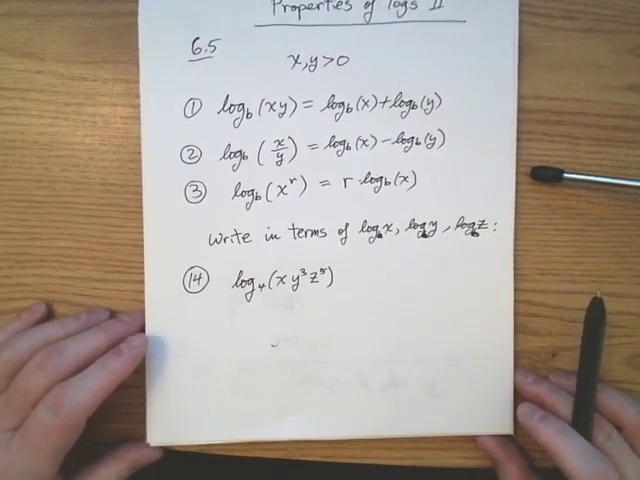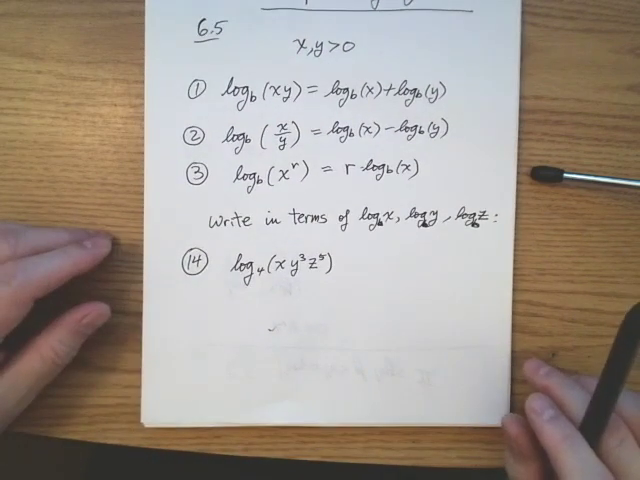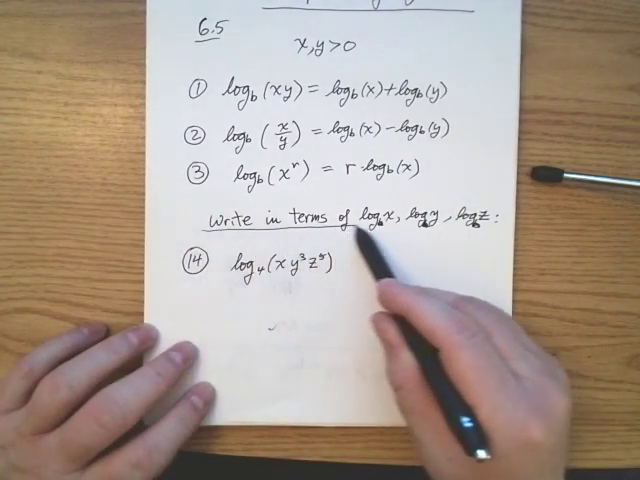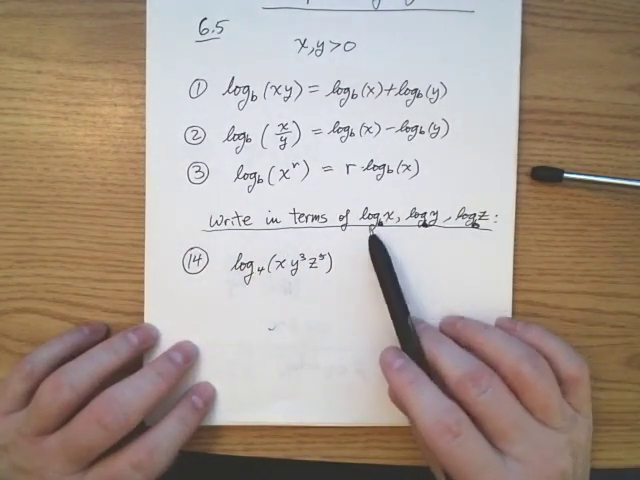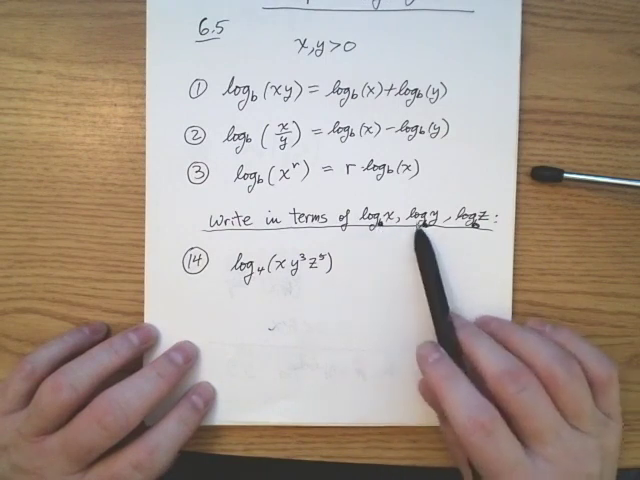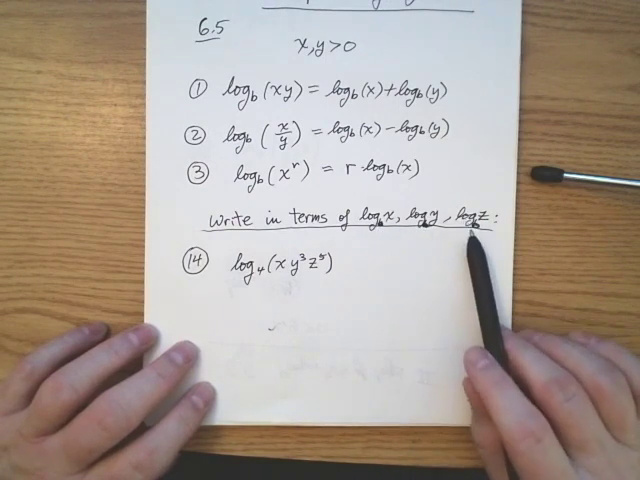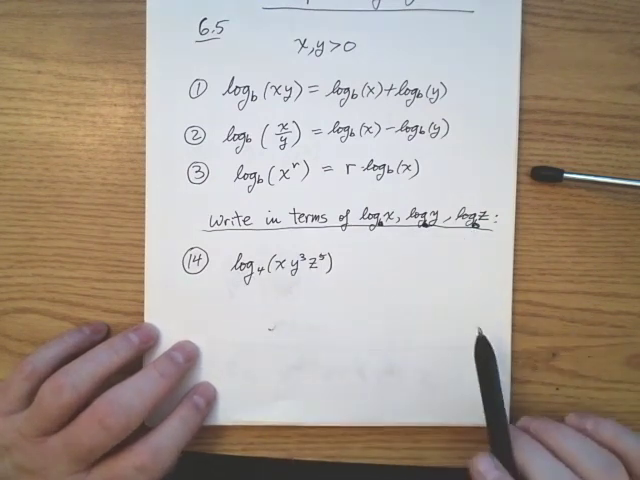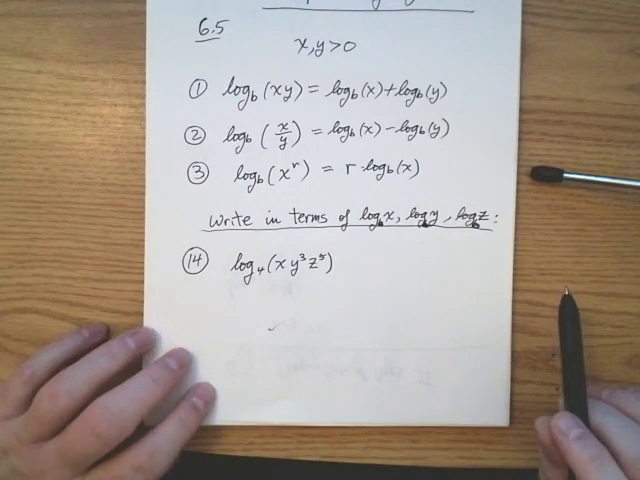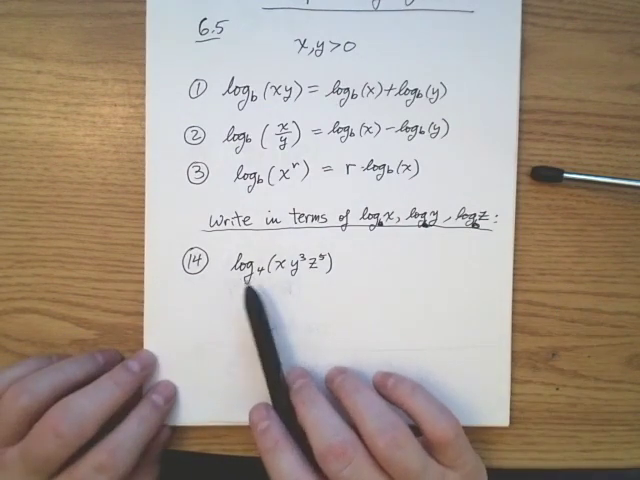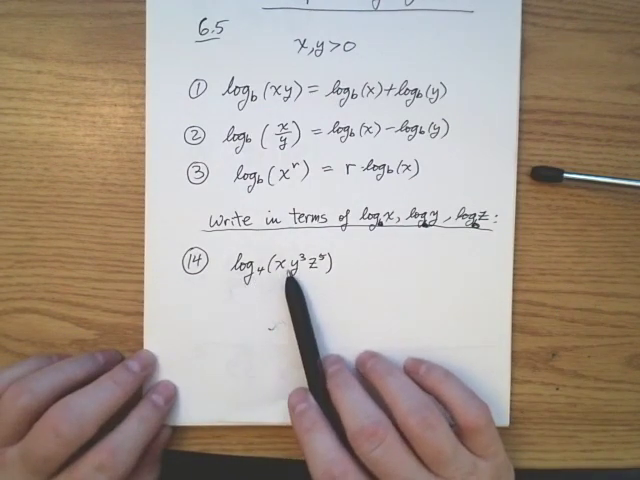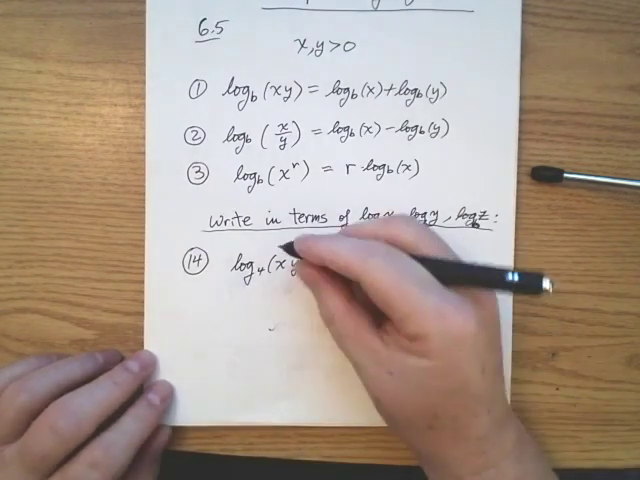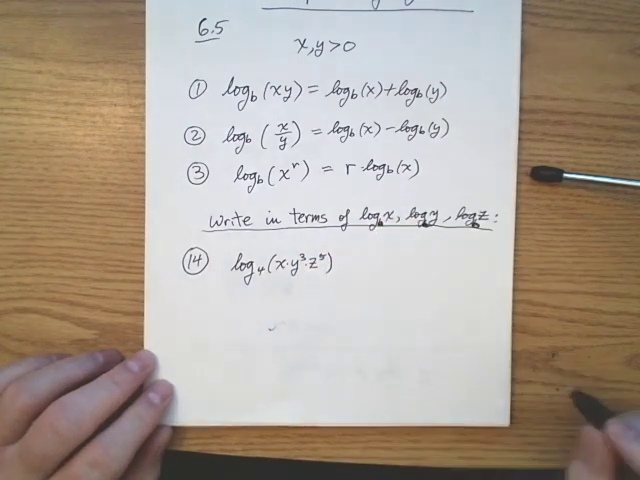Okay, let's use some of these properties in some of the questions in section 6.5. Here he starts us out. He says, write the expression in terms of logarithm base b of x, logarithm base b of y, logarithm base b of z, where b is whatever base is actually involved in the problem. For example, number 14: you've got the logarithm base b of x times y cubed times z to the fifth, right? There's implicitly times in there.